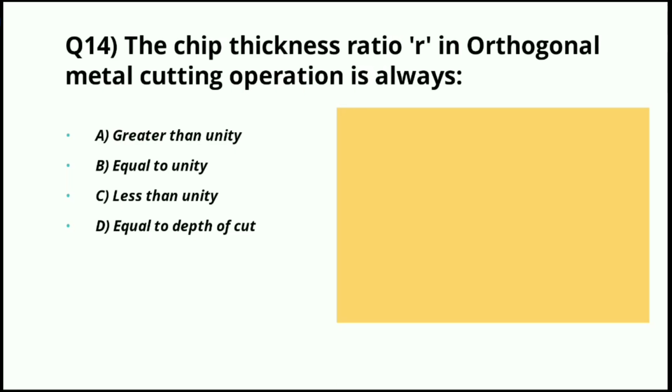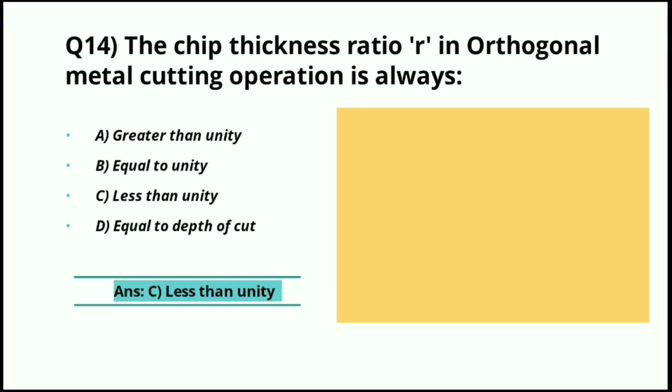The chip thickness ratio r in an orthogonal metal cutting operation is always: greater than unity, equal to unity, less than unity or equal to depth of cut. The right answer for this question is part C, less than unity.